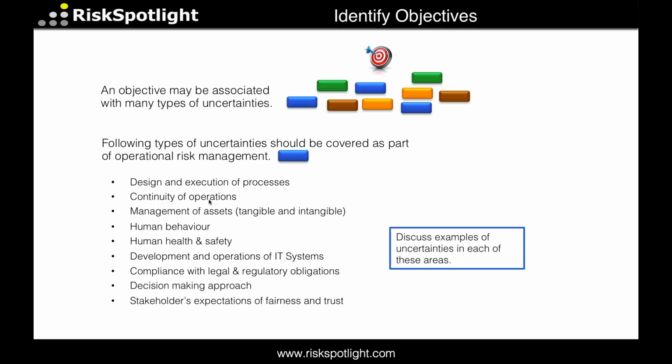So this is where we have lots of assets in our organization which we need to support our processes and support our customers. They can be tangible assets, like a data center, a building, IT systems. They can be intangible, like our reputation or the information we have about our customers. So what could be some of the uncertainties around the management of assets?